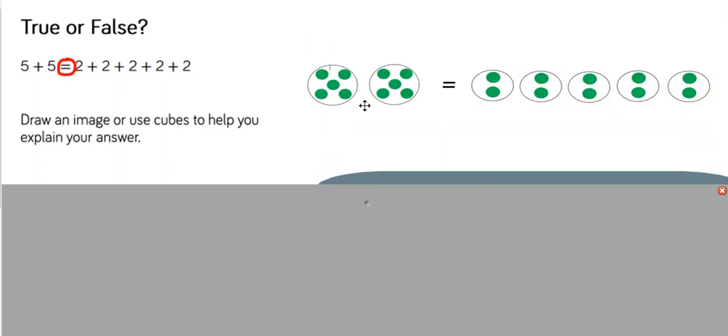So I've drawn and represented 5 add 5. So I've got 2 groups of 5. And then I've represented 2 add 2 add 2 add 2 add 2 because I've got 1, 2, 3, 4, 5 groups of 2. Okay? See if you can explain why that is true or false. Pause the video and have a go.